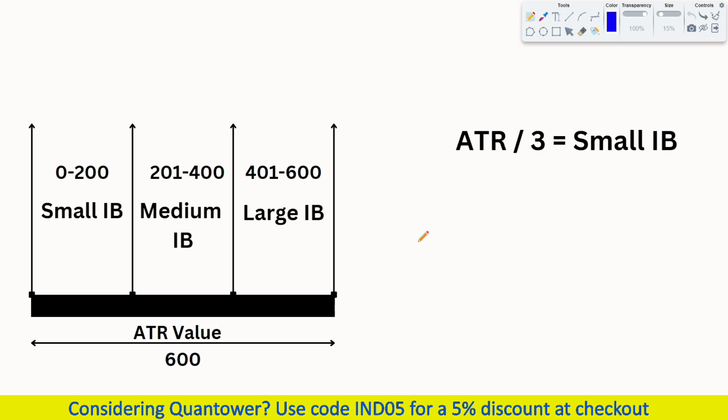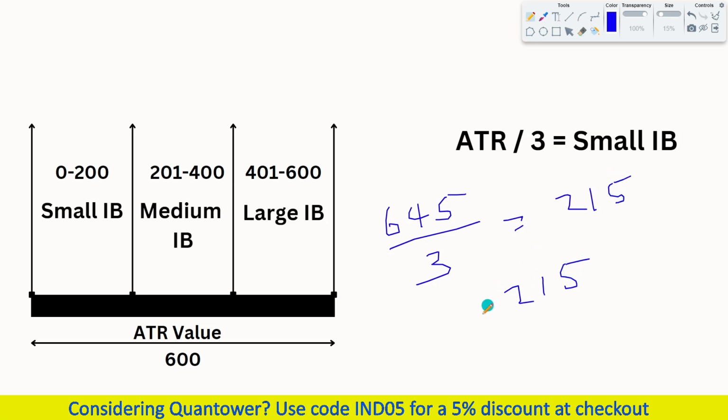Yes guys, hope you understood how to see the ATR value, right? So let's say in our example 645 is the ATR value. Usually we have three different types of IBs: small, medium and large. So for this I will divide by 3. 645 divided by 3, the value is 215. So which means 215 and below. If the IB is between 0 and 215, then I consider that a small IB.